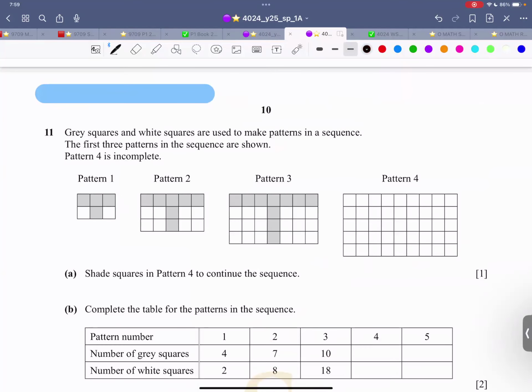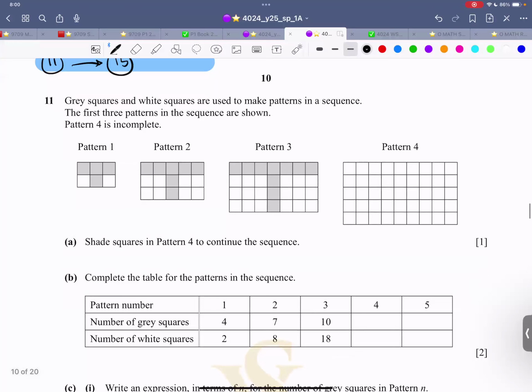So now let's work with question 11 till 15. And then another 5, and then we will have a pattern. And this question is also about a pattern. So now it says gray squares and white squares are used to make patterns in a sequence. So now this is the gray ones. The one that I'm labeling in purplish type, that is the gray one.